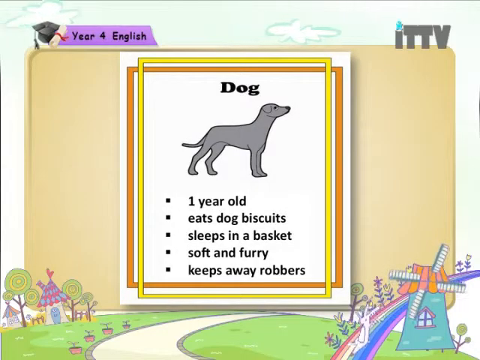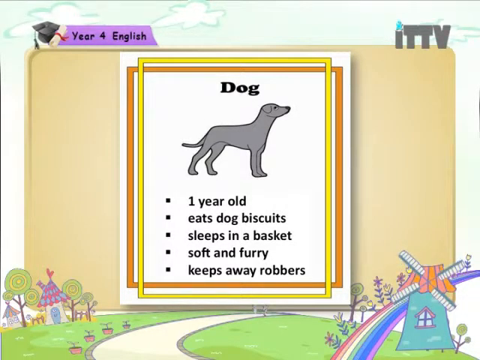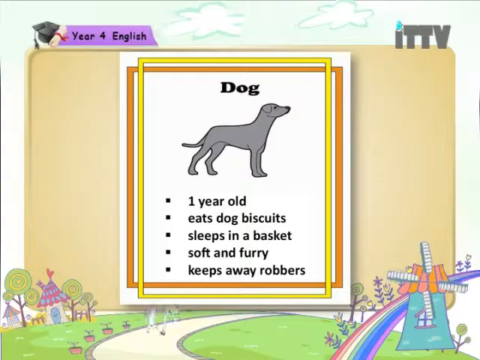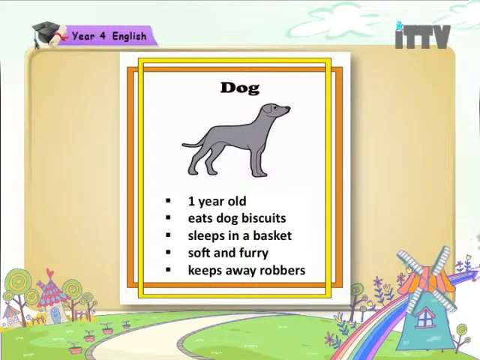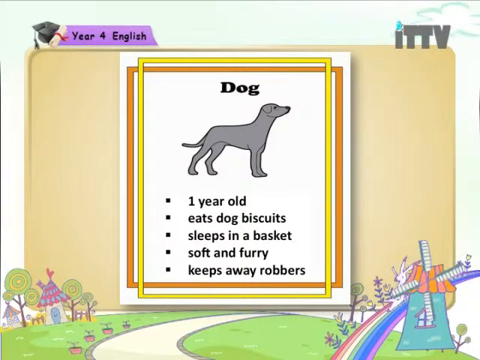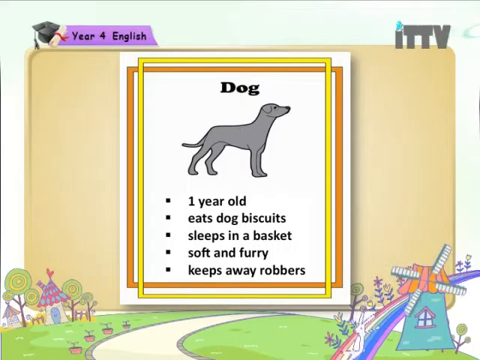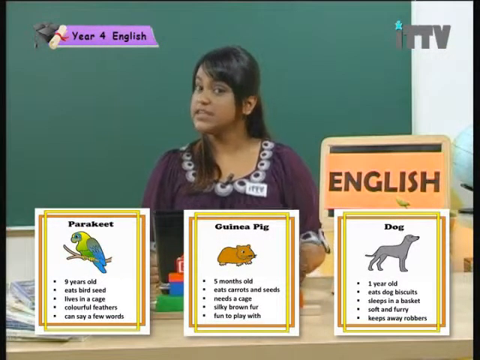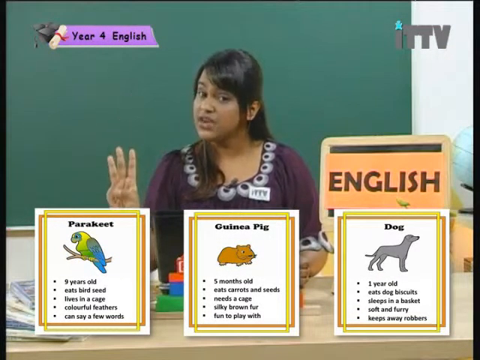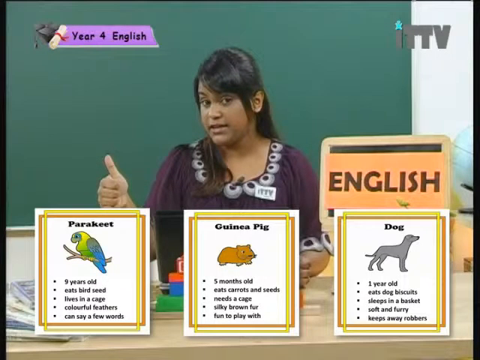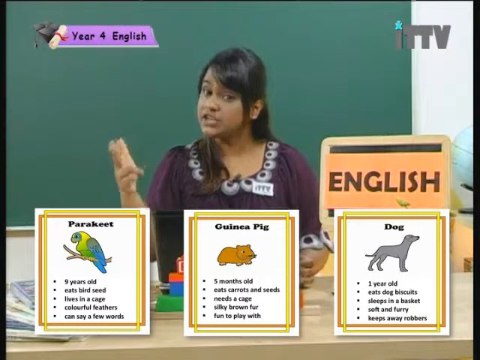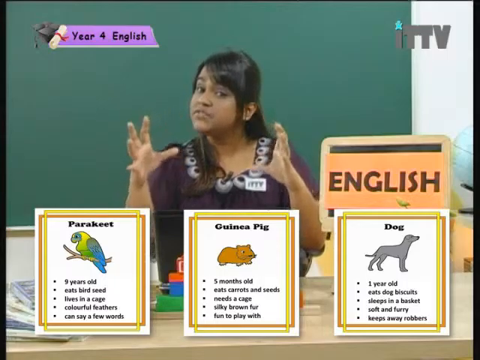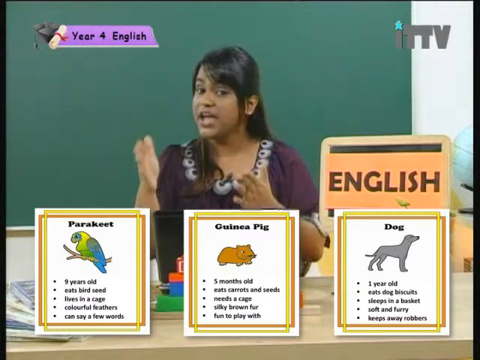This is a dog. Now this dog is a year old. It eats dog biscuits. Now it sleeps in a basket. Now this dog is soft and furry and it keeps away robbers. Alright, boys and girls, you saw 3 different animals. You saw a parakeet, a guinea pig and a dog, and you were given different information about each animal.